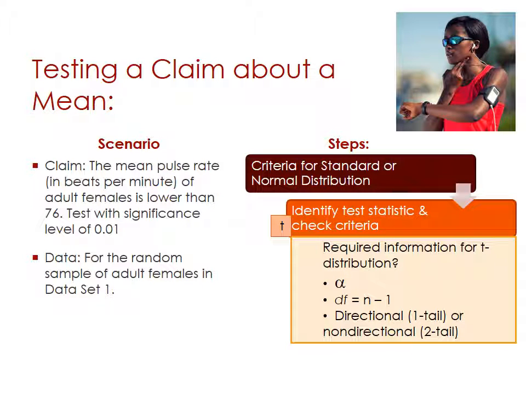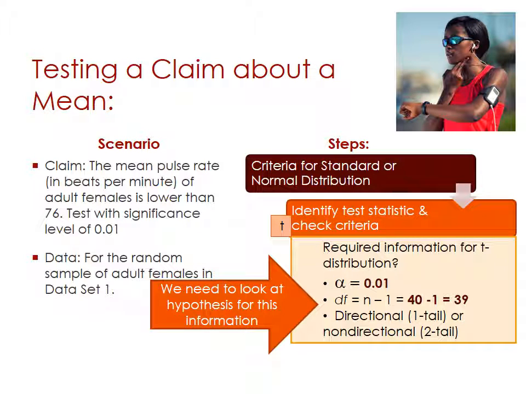So now we know we've got a t distribution, and while we're here, we're going to check real quick to make sure we've got our required information for using it. Again, we need to know our significance level, our degrees of freedom, and the direction of the tail, whether it's a one-tail or a two-tail. We can identify each of these pieces in the problem. Our alpha is equal to 0.01, which comes straight from the scenario. For our degrees of freedom, we have an n of 40 for this particular data set, so we subtract 1, and that gives us degrees of freedom of 39.